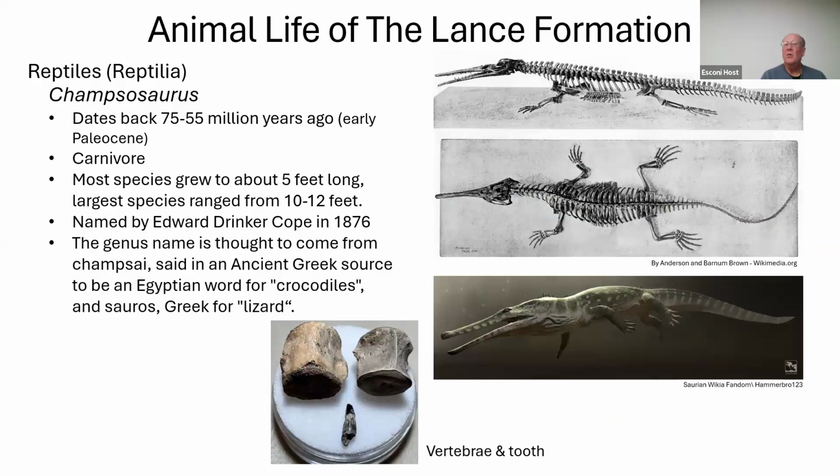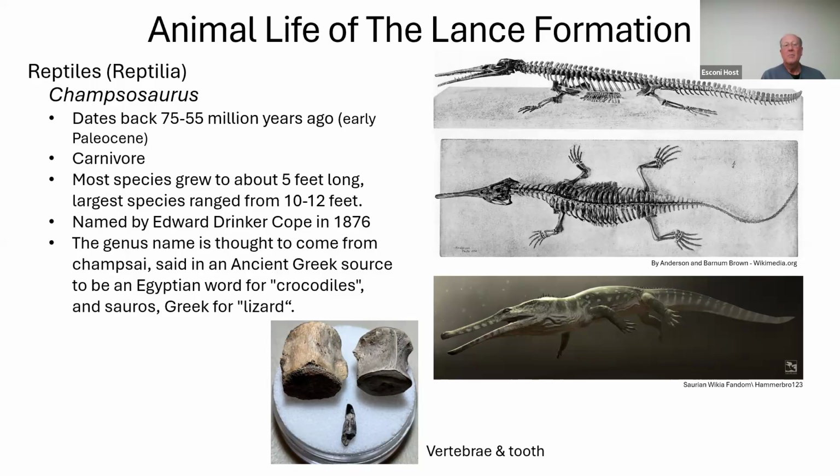Next is the Champsosaur, another reptilian. Notice the date is 75 to 55 million years ago. So they survived the asteroid hitting in the Yucatan. They were carnivorous. Most species grew to about 5 feet. And in fact, there's a very nice example that is at the Burpee Museum. They do range as long as 12 to 15 feet long.